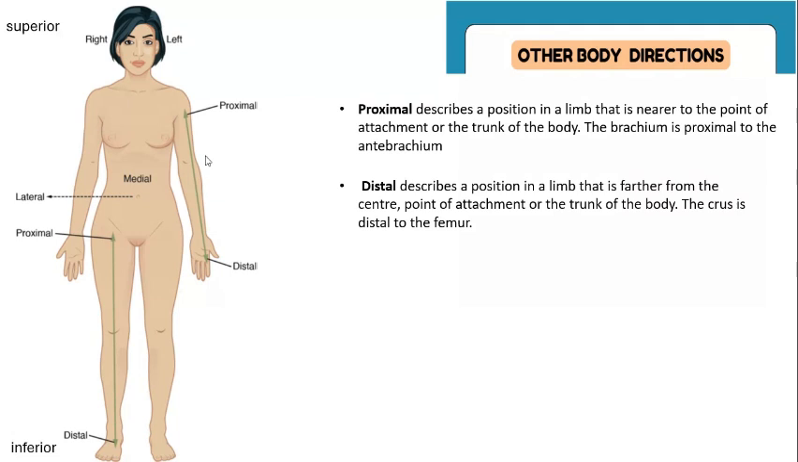But if it is moving away from the origin of the body, we say it is moving distal. Distal means it's moving away from the point of origin. It's moving away from the trunk. It's moving away from the joints. It's moving away from the attachment, the point of attachment. That is distal.